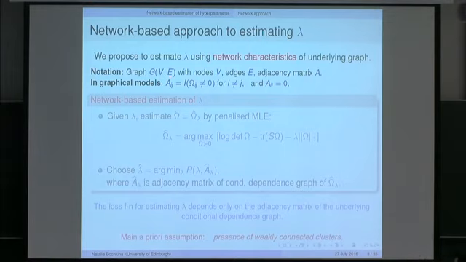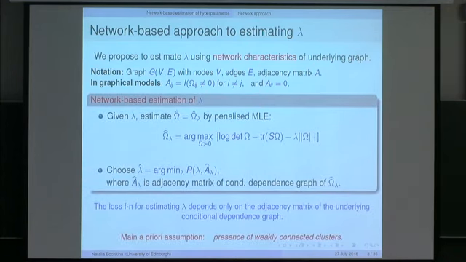Just a little bit of the notation. G, I'll call a graph with nodes V and edges E, and A is the adjacency matrix, and in graphical models, it is just the indicator function of whether omega is 0 or not. The general method we propose is, we take the G lasso estimate and then take some risk functional, a loss function depending on the interpretation, and then input only the adjacency matrix of this graph there to choose lambda. So that's the key point. The rest of the talk is discussing the choice of the risk function.